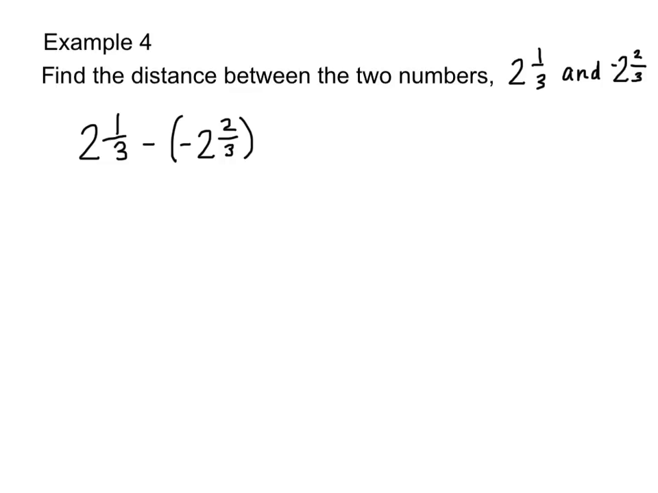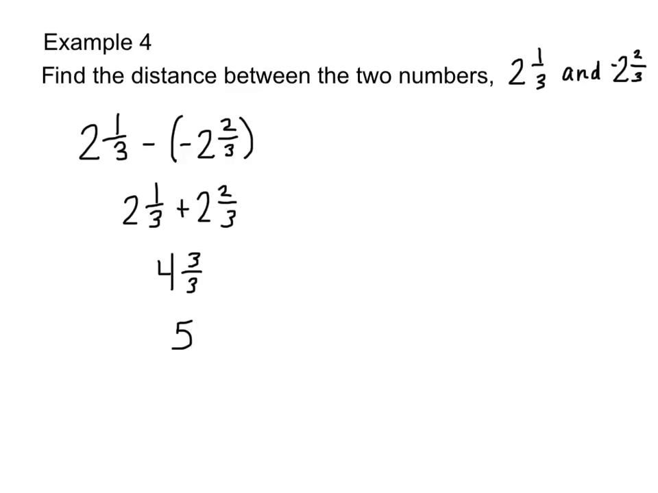We know that a negative and a negative is a positive. So 2 1/3 plus 2 2/3. If you want to change them to improper fractions, you can. I'm just going to leave them like this. 2 plus 2 is 4. We already have a common denominator. 1/3 plus 2/3 is 3/3. 3/3 is really just 1. So 4 and 1, that gives us 5.